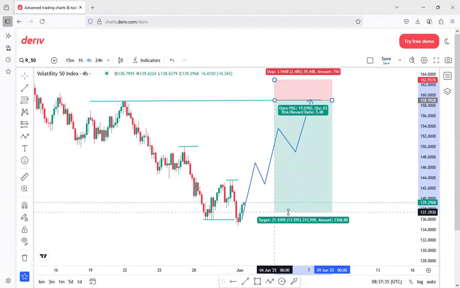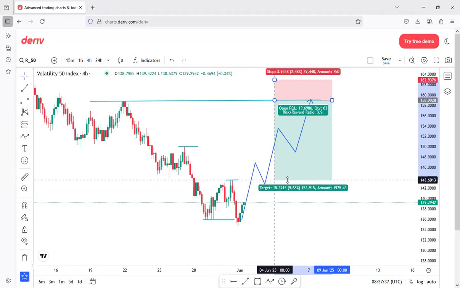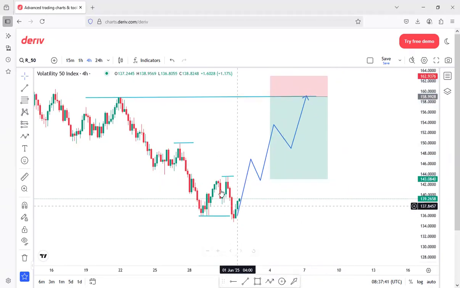On that particular zone, you can take it to the next level, or you take it to a risk reward ratio, or whatever risk reward ratio you want to take, right? So this is it for the 50 index.